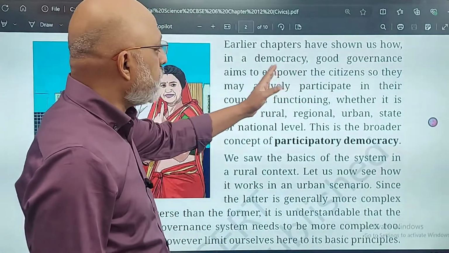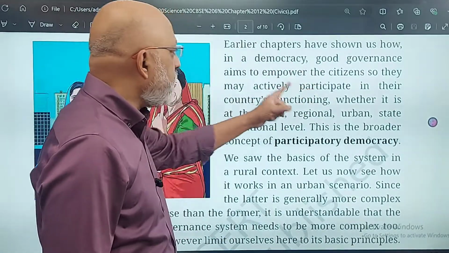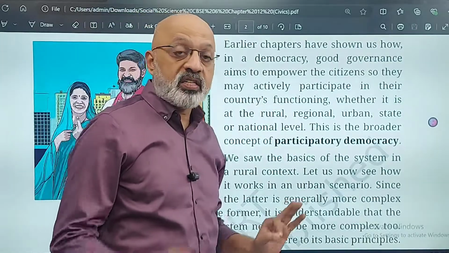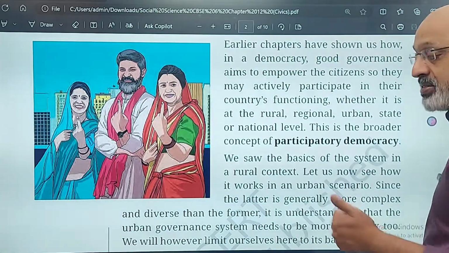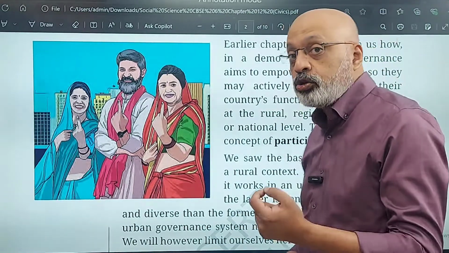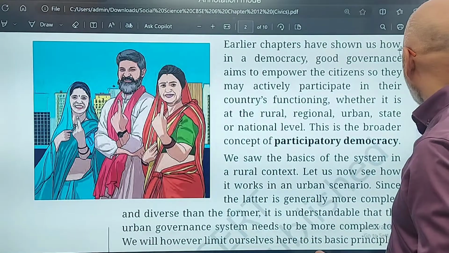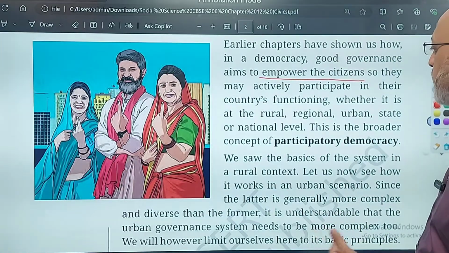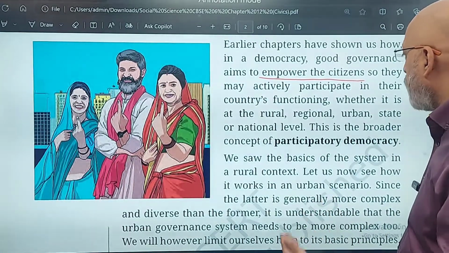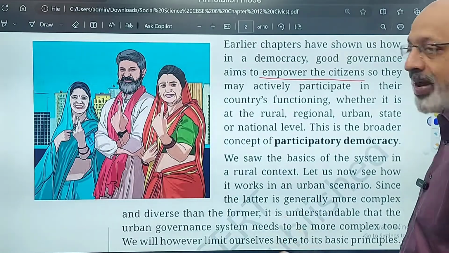That earlier chapters have shown that in a democracy, good governance aims to empower the citizens. Empower the citizens is an important phrase. Okay, it's a keyword that you should use in your answers. Empower the citizens so that they may actively participate in their country's functioning, whether it is at the rural, regional, urban, state or national level.